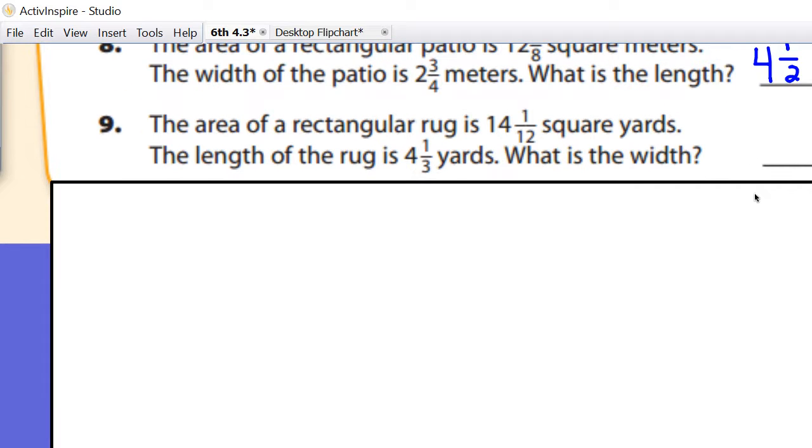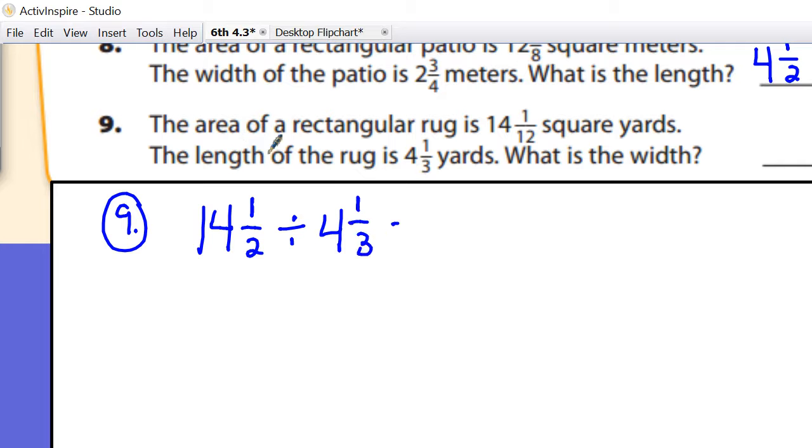Number 9. The area of the rectangular rug is 14 1/12 square yards. The length of the rug is 4 1/3 yards. What is the width? Again, just like last time, we know the area, and if you know the area, it's a division problem, where you divide the area, which is 14 1/12, by the other dimension. In this case, it's the length, which is 4 1/3. And if you divide the area by the length, you will get the width.